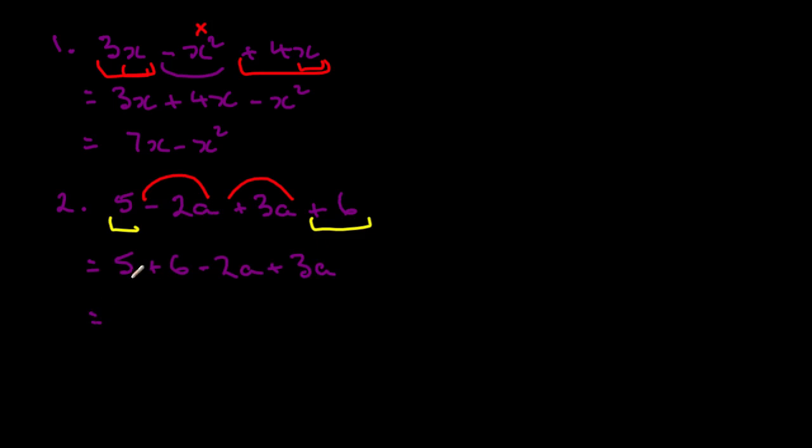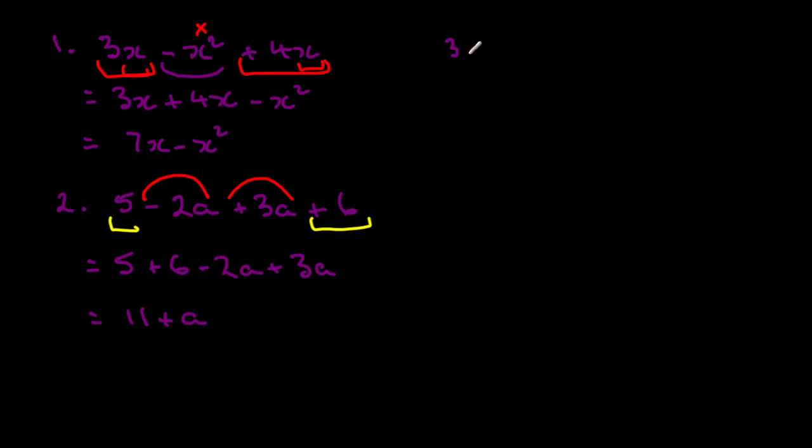Let's finish this off now. 5 and 6 is 11. And we've got minus 2a plus 3a. Now minus 2 plus 3 is 1. So the answer is 1a plus 1a. So we're just going to write it down as plus a because there's an invisible 1 behind there. We never actually write a pronumeral with the 1 there. We just write it as the pronumeral. Let's have a look at our third example.